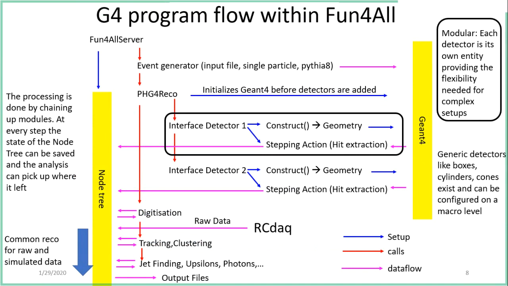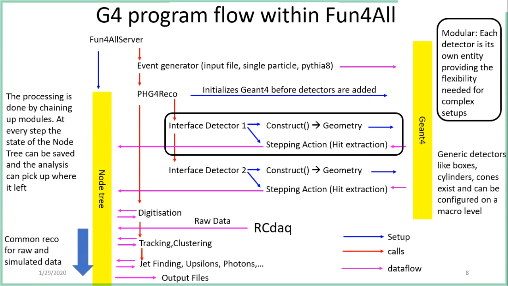And as you can see, the arrow to the left, we extract those hits and put them onto our node tree so that we can later on analyze them or save them in an output. And in a macro, every detector is independent from each other, so you can just chain up the detectors in your macro, call one after the other. And pointing out again, generic detectors you can just put there on the macro level. You don't have to write a single line of code for that.